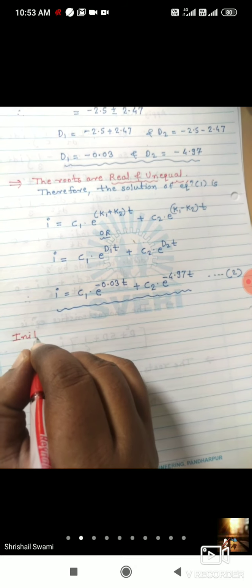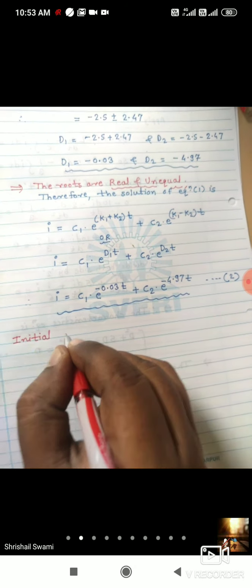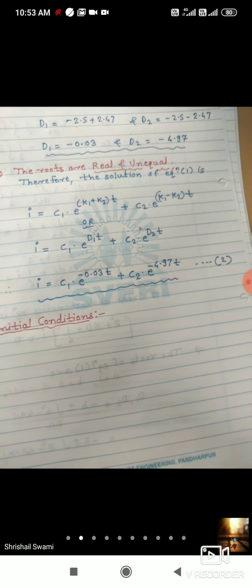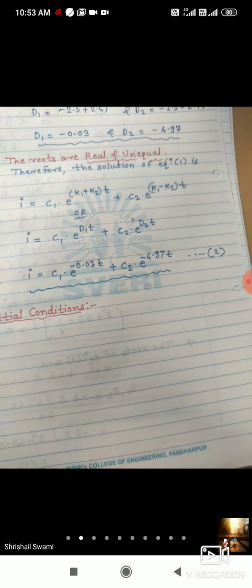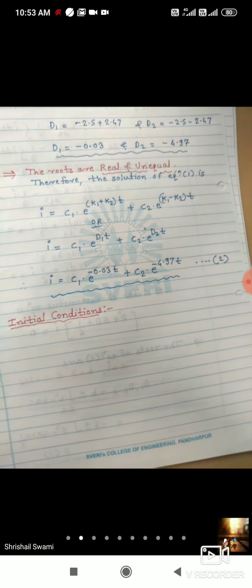So the initial conditions you can write. What will be the initial conditions according to the diagram? That initial condition I will tell.